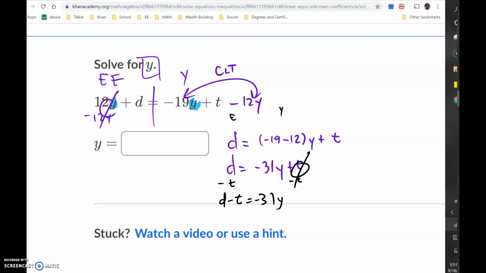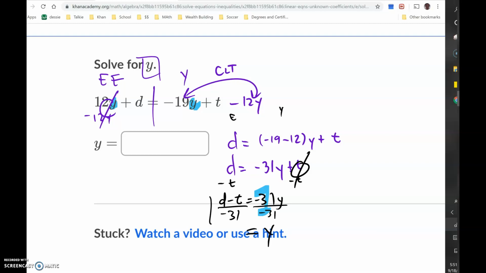Now we've got this negative 31. It's being multiplied to the y. The inverse of multiplication is division. We're going to divide by what we want to eliminate. So we're going to divide negative 31 to both sides. Negative 31 divided by negative 31, that is 1. And 1 times y is the same thing as just y because of the multiplicative identity. So we just have the y right here.